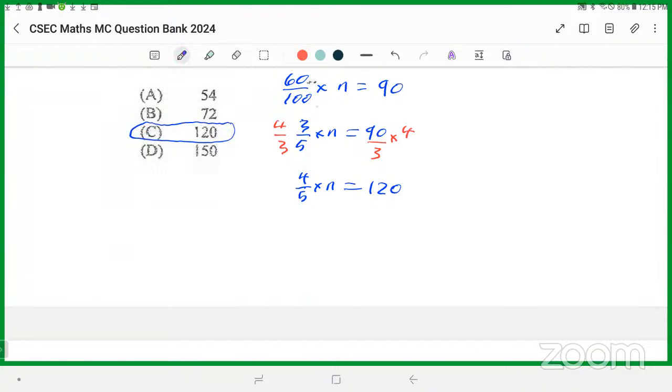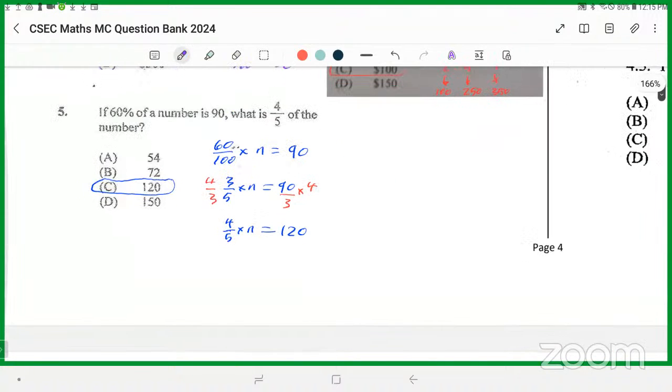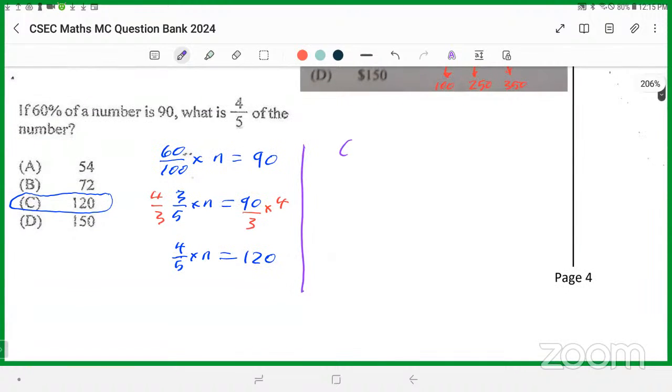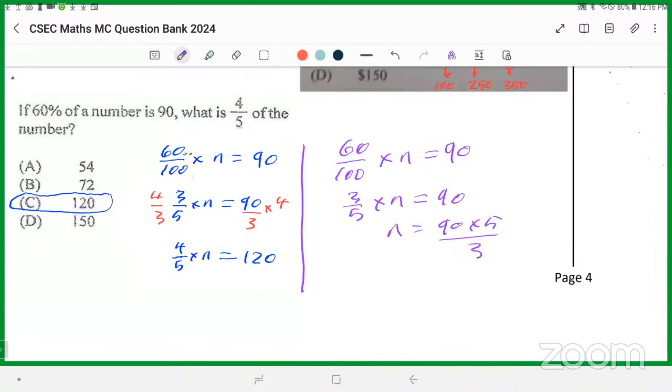Right, so the other method, I can put it right here. The other method is to say, okay, since 60% of a number is 90, the 60% is 3/5 of a number is 90. So the number becomes 90 times 5 over 3. So multiply the 5 and divide by the 3.